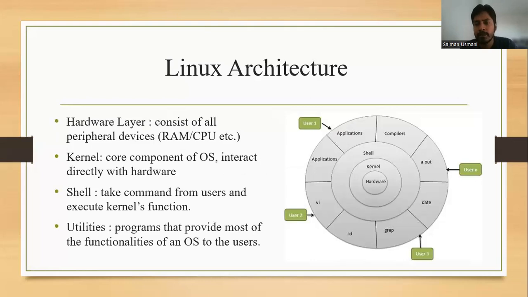So as I said, first there will be the hardware, whatever hardware you have. Then when you install any operating system, it comes with its own kernel. Then there will be the shell. The kernel is the core component of the OS, and it interacts directly with the hardware. And then you have whatever utilities or applications you have. When you give any command to your utility or your applications, the shell takes the command from the user and executes it through the kernel. So this is how the Linux architecture goes.